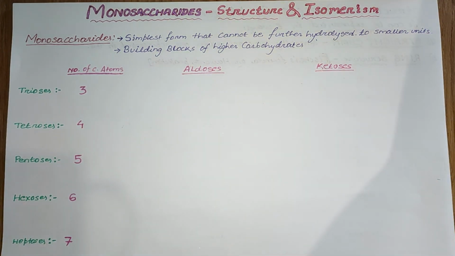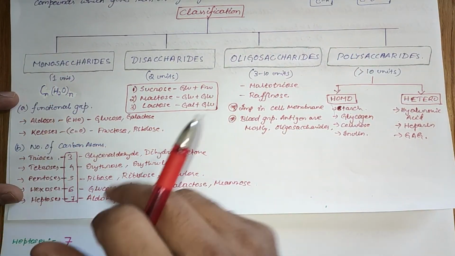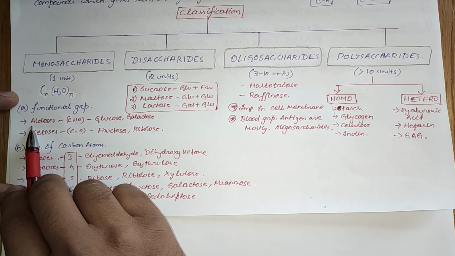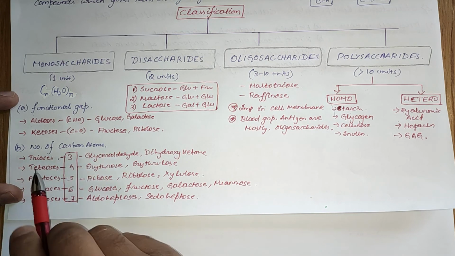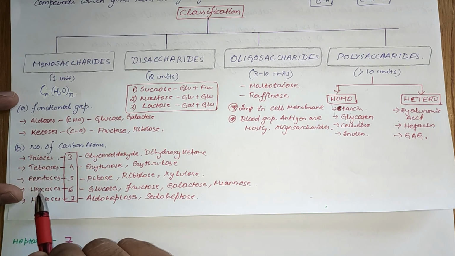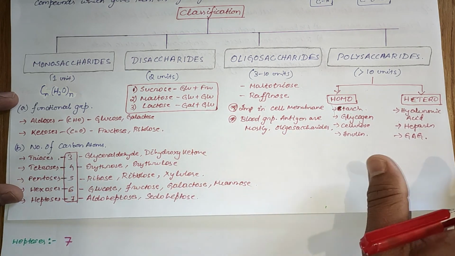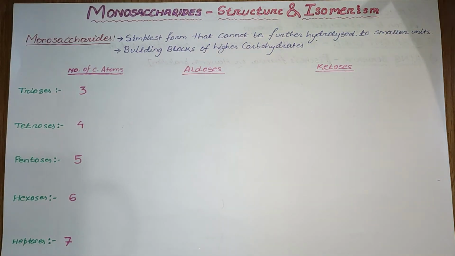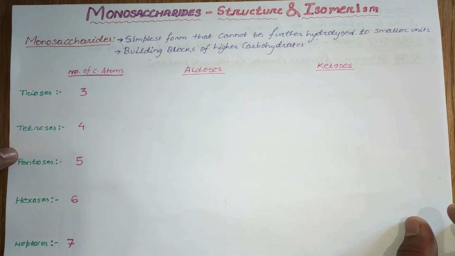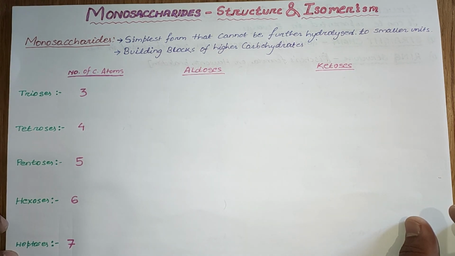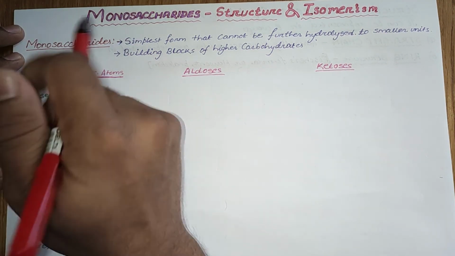In the previous part of carbohydrates, I told you how the monosaccharide is divided. According to the presence of functional group, it is divided into aldoses and ketoses. And according to the number of carbon atoms, it is divided into trioses, tetroses, pentoses, hexoses and heptoses. I have also told you the examples. Now, in this class, we are going to see the structures of these trioses, tetroses, pentoses, hexoses and heptoses.